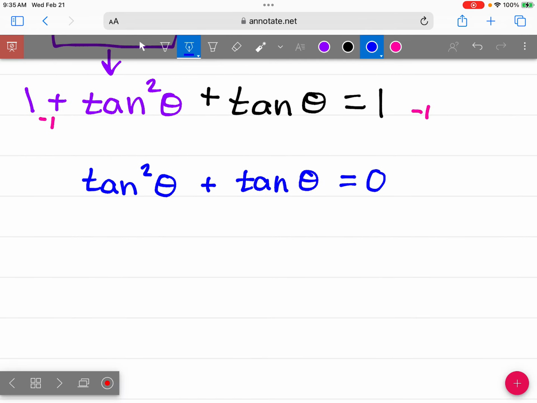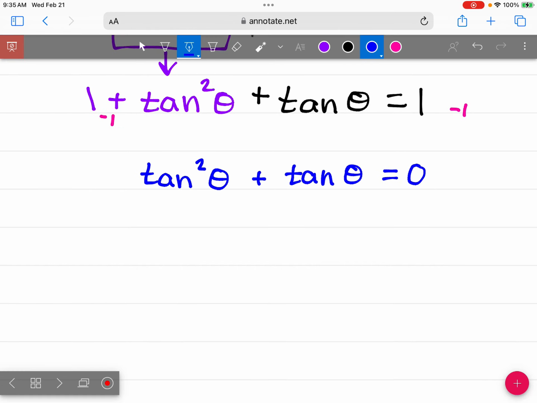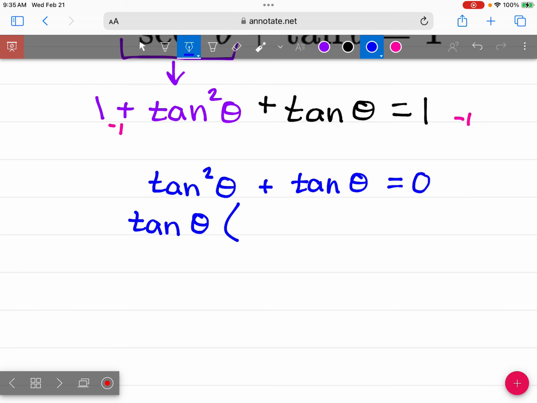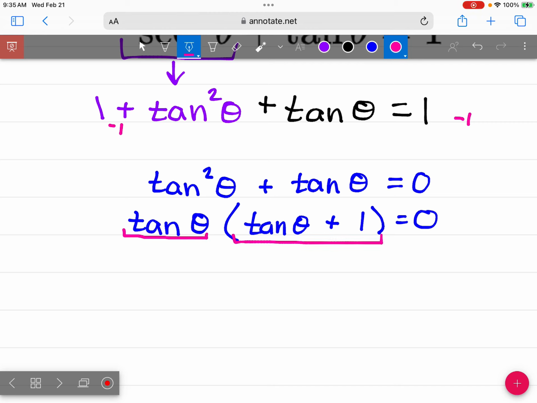So what can we do? Factor out a tangent. It's got a common factor. If it helps, think of it as x squared plus x. We could factor something out. So we can make this be tangent theta times tangent theta plus 1. And it gives us 2 factors, where this is one factor and this is another factor.